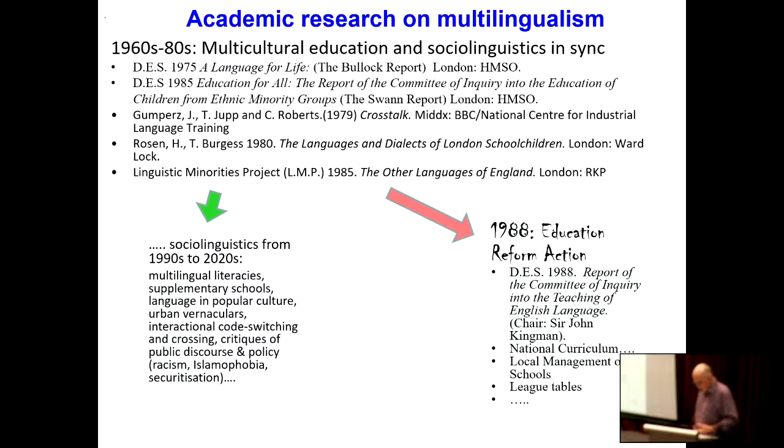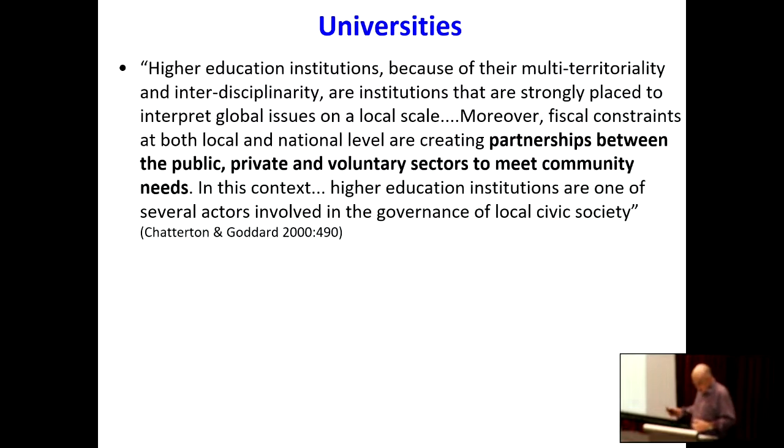And this brings us, I think, to the fourth resource for countering this aggressive monolingualism, the universities. Universities are expected to play a significant role in their regional economies under a government-impacted agenda that affects quite a substantial part of their funding. And in fact, according to an OECD study of HE in 12 countries, higher education institutions are strongly placed to interpret global issues on a local scale.